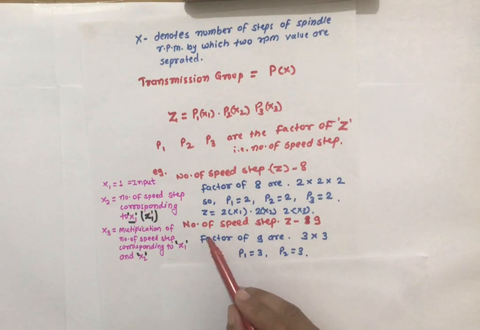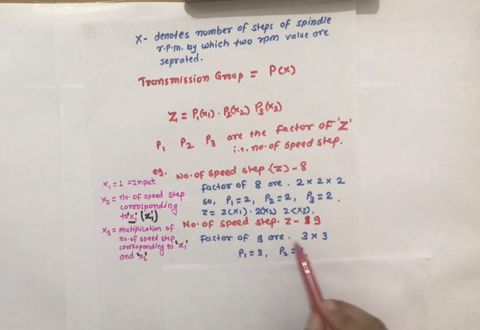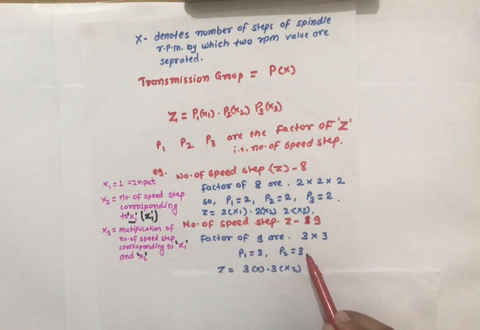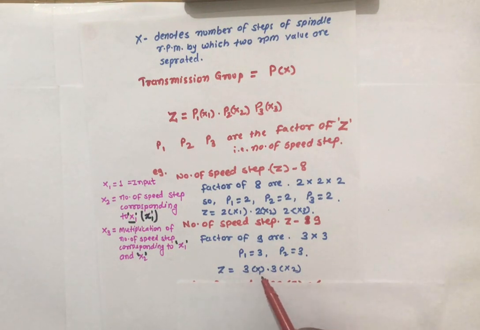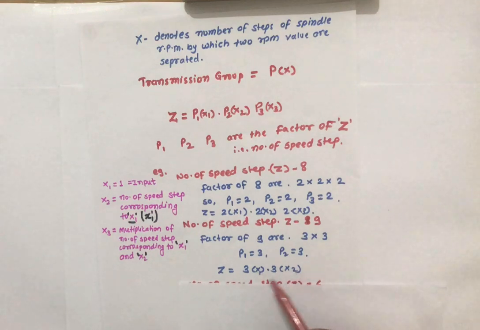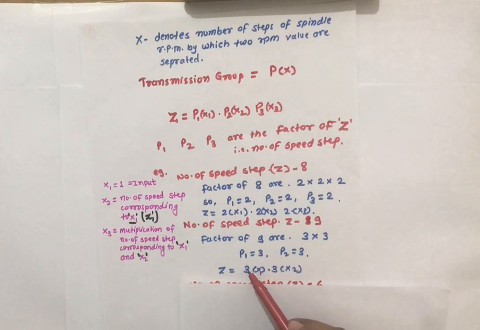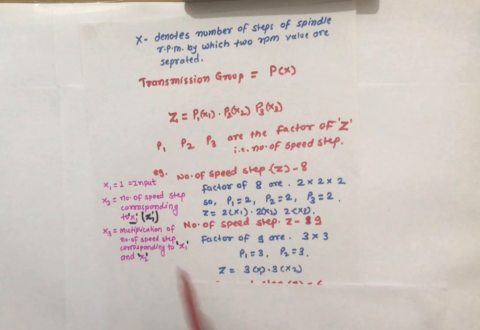Now if the number of speed steps is 9, then the factors are 3 into 3. So P1 is 3, P2 is 3. Similarly Z is equal to 3 x1, 3 x2. Again x1 is always 1, and x2 will be the speed step corresponding to x1. So x1 is 3, so x2 becomes 3.